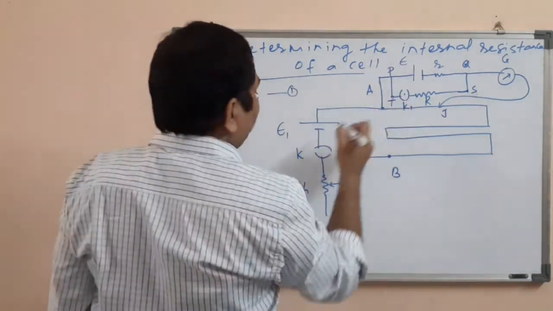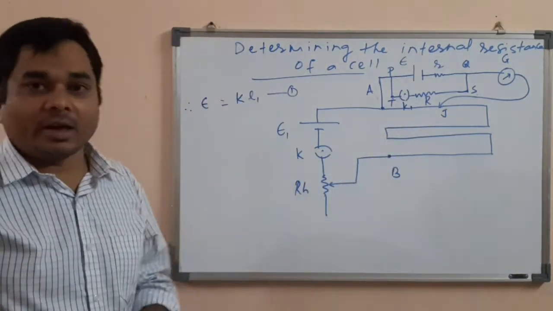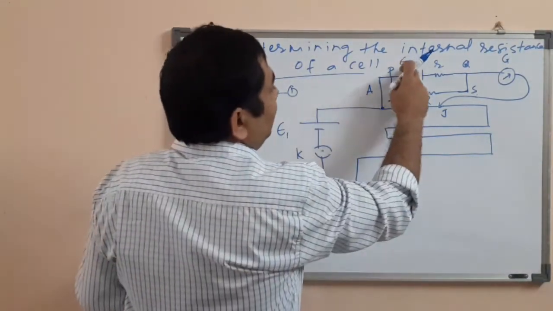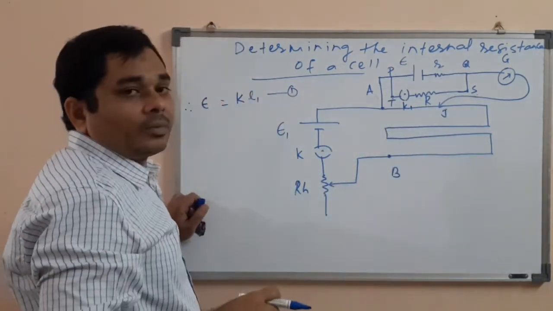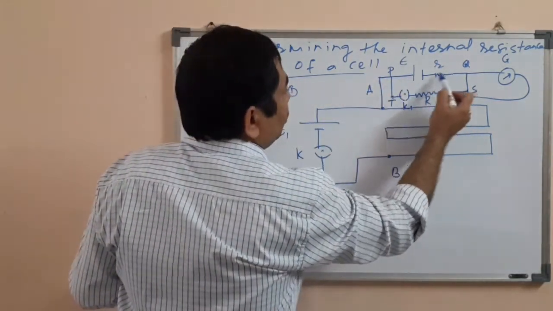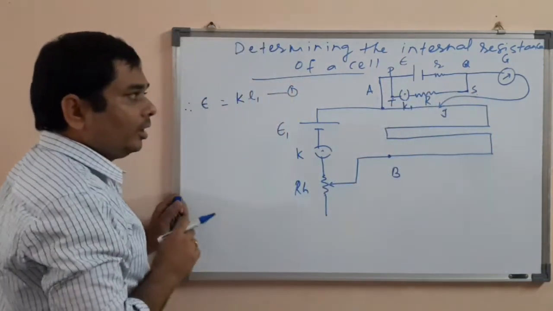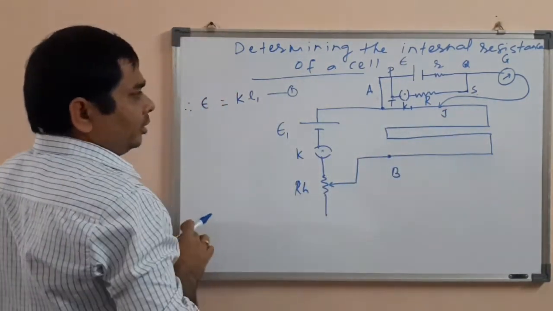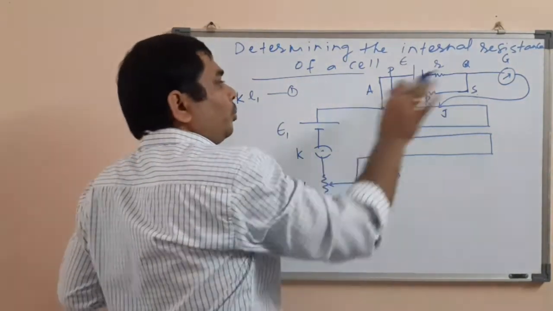Next what we do is, we close this key K1 as well as key K. So what is there in the circuit? Now cell E1, cell E, its internal resistance r as well as this resistance capital R are in the circuit. Now this time the current is flowing through this cell, because see, R has been connected in parallel to this. Clear? So now we will again obtain a null point. Now suppose we are getting a null point at a distance L2 from point A.